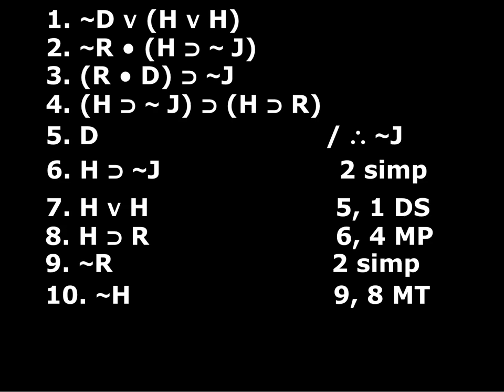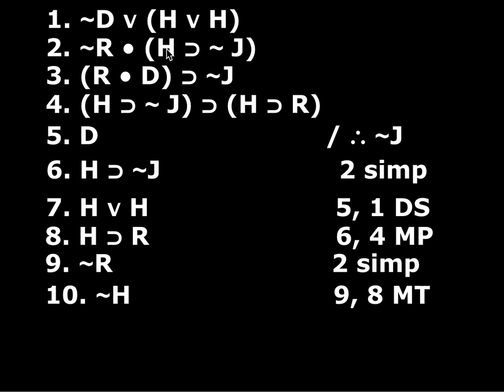At this point, I'm going to look back at the conclusion. I'm going to see if there's any obvious way that I can just get not J. How could I get not J? Well, one place it shows up is right here. This is cool. If I could get H, then I could get not J by modus ponens. That's great, because that's pretty simple.